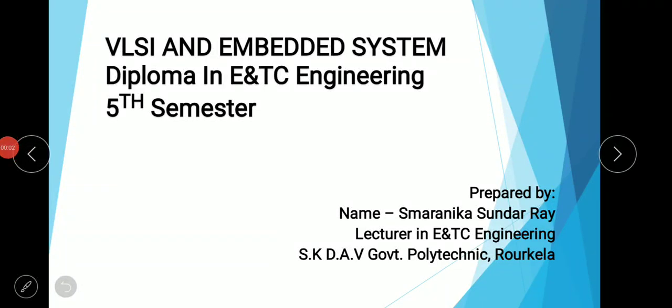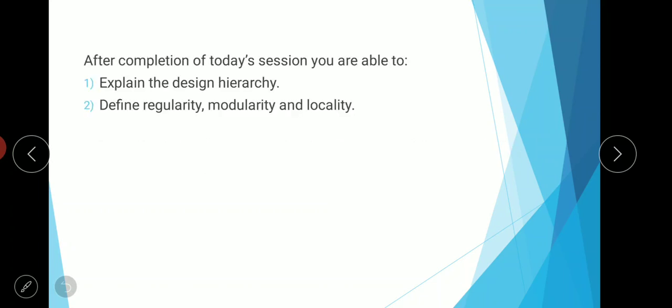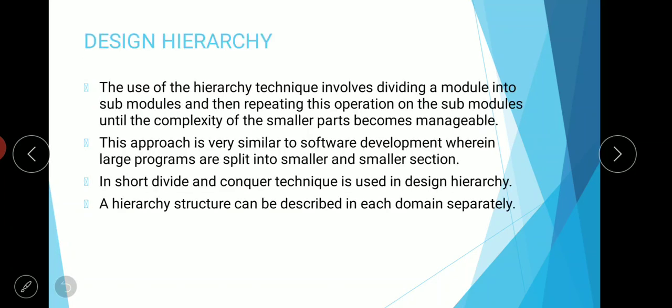Good morning, student. Today we are going to learn about design hierarchy, regularity, modularity and locality. After completion of today's session, you will be able to explain the design hierarchy and define regularity, modularity and locality. So first we start with design hierarchy.